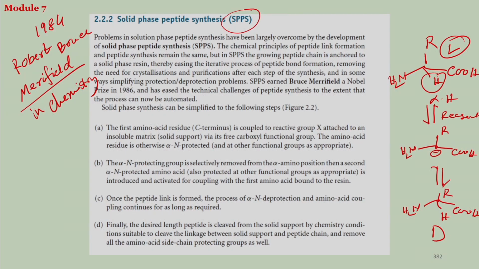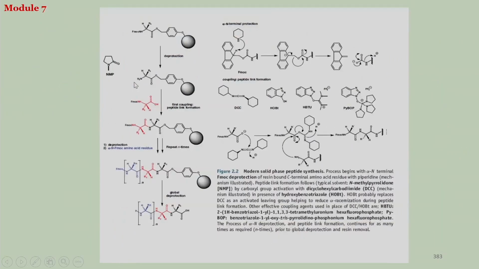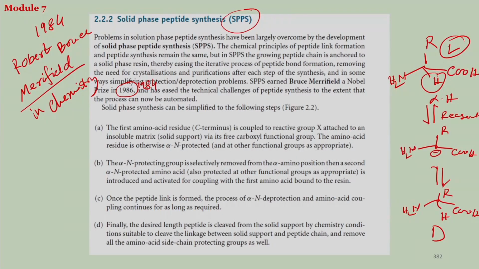So, the steps of the solid phase peptide synthesis can be divided into these 4 roughly. The first step, this is wrong, it should be 1984. So, this slide as well as the next slide, this picture I have picked up, these are actually the book content from the Miller and Tanner.